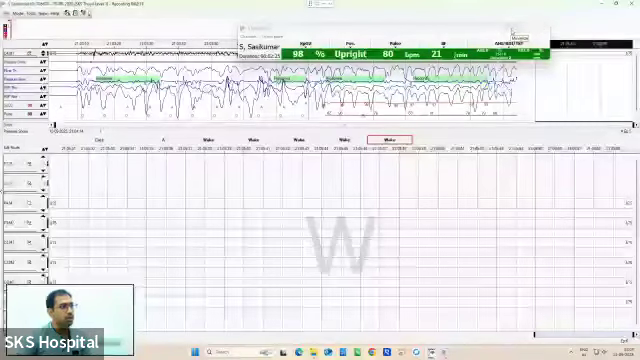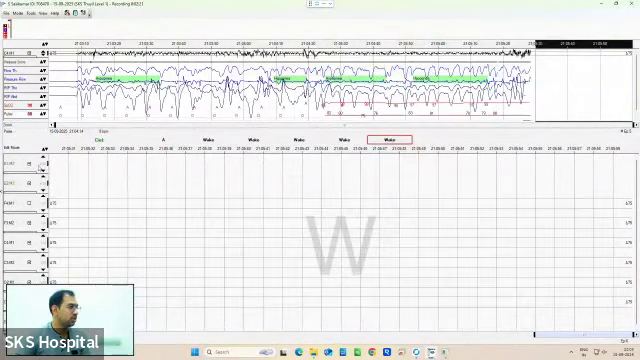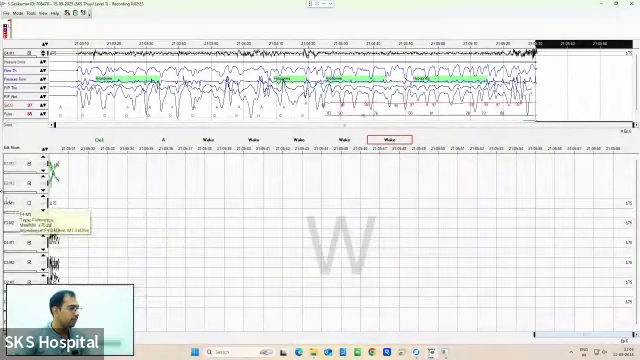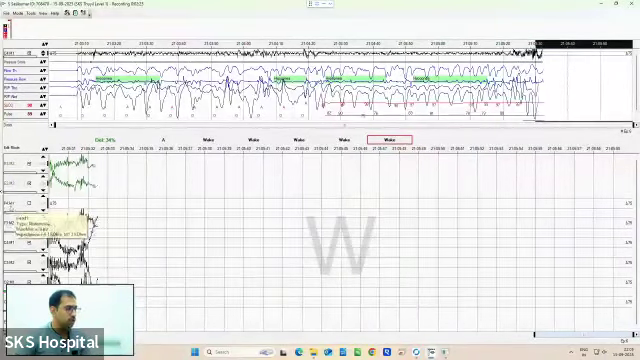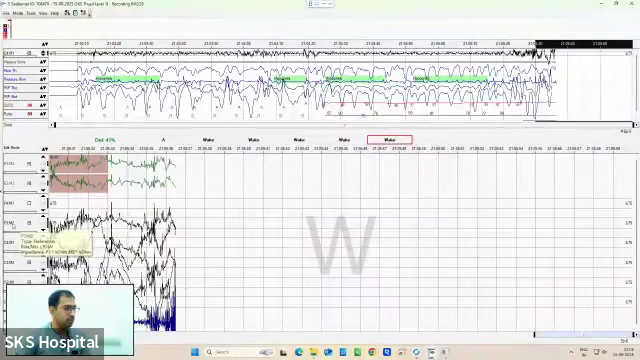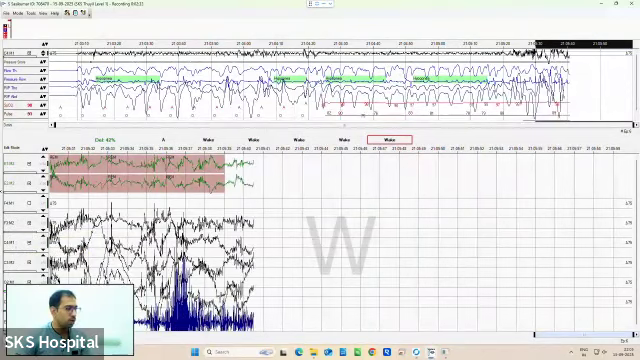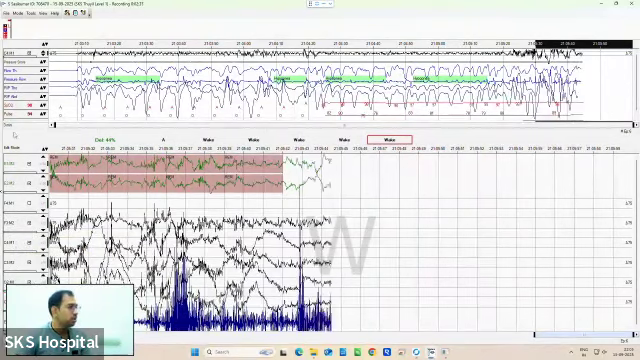So what you're seeing now is the actual window which you should use for scoring. The previous ones were all without references. Now as you can see here, F4 lead, that is the frontal 4 lead, is reference to M1. F3 is reference to M2. C4 to M1, C3 to M2, O2 to M1, O1 to M2, and this is EMG1.